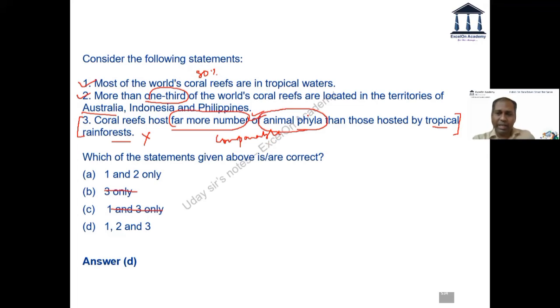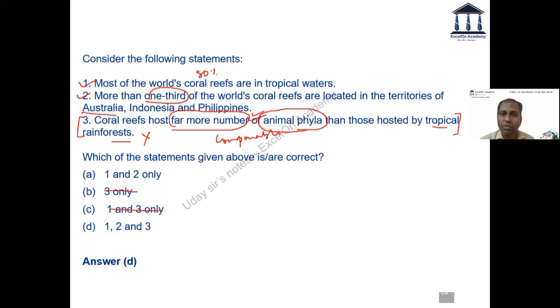Does anyone in the class feel that statement 3 is also correct? Just because it is given in the key, let us not go with it. Is there any way you think I have missed something because of which statement 3 is correct? It appears to be wrong, but maybe factually correct. But how is one supposed to remember the animal phyla and all? My real concern was the term far more number. Had they said it is comparable, I would have said, yes, probably it is comparable. And they are called the tropical rainforest of the oceans.